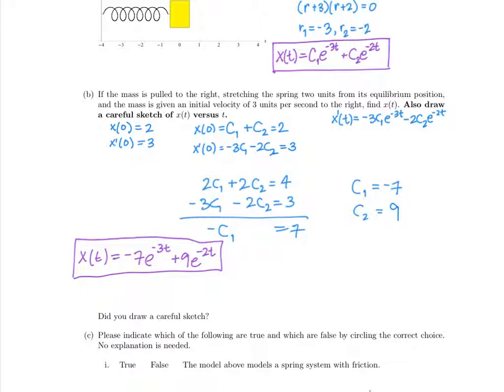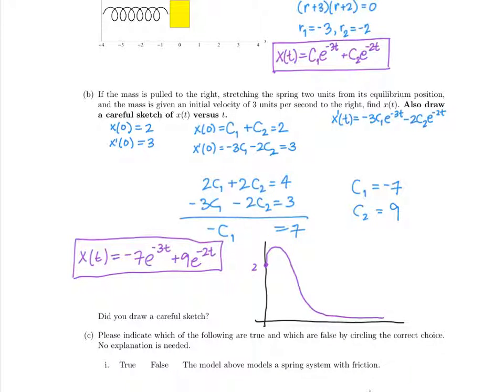I love that it says, did you draw a careful sketch? Well, what does it mean by careful? We know we need exponential decay involved because as t goes to infinity, this is going to go to 0. The other thing that we know is that its initial position has to be 2. I'm going to label that. We got that from this fact right here. Then we also know that the initial velocity has to be 3. So right off the bat, we're first going to increase and then we're going to decrease all the way down to 0. So, careful sketch there.